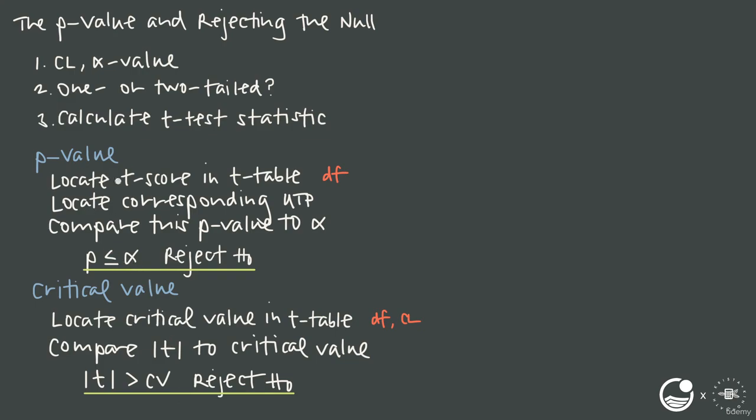If we use the p-value approach, then if p is less than or equal to alpha, we reject the null hypothesis and therefore lend support to the alternative hypothesis. If we use the critical value approach, if the absolute value of t, our t-score we calculated when we found the test statistic, is greater than the critical value that we get from the body of the t-table, then we reject the null hypothesis and therefore lend support to the alternative hypothesis. So that's a lot to take in. It'll be much easier to understand if we go through an example.